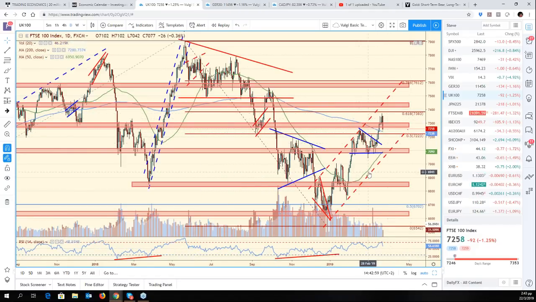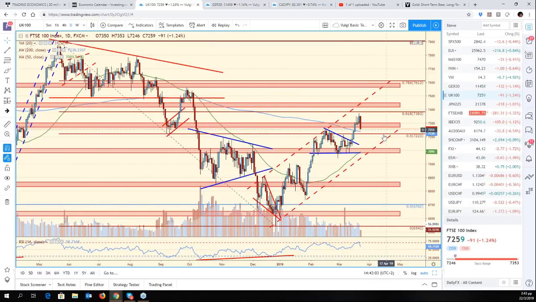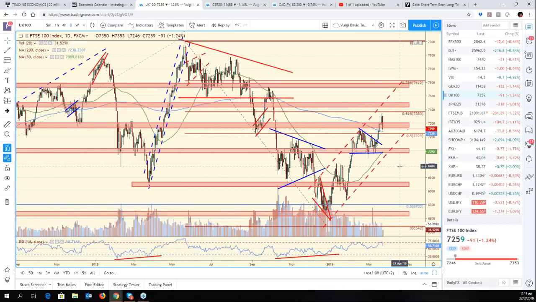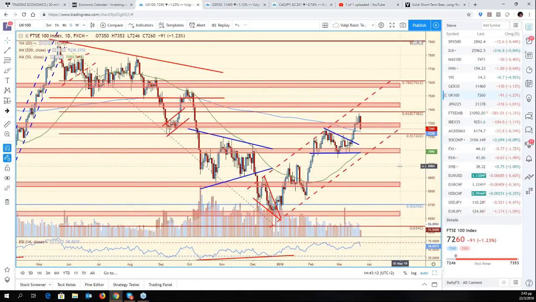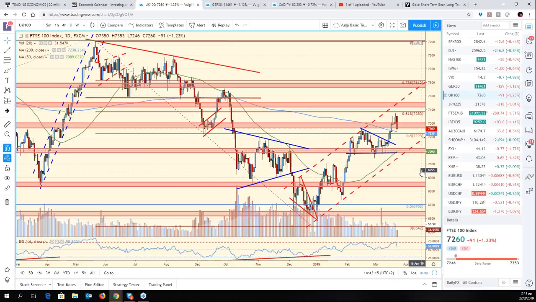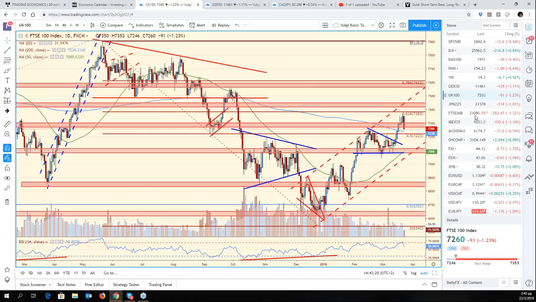Rebounded within this channel. Quite a strong day, lower today. Although, as you see, the FTSE is still some distance from producing some kind of a bearish development. I think, obviously, the DAX is a much, much better opportunity to the downside, given their relative performance. I mean, it's more than obvious.